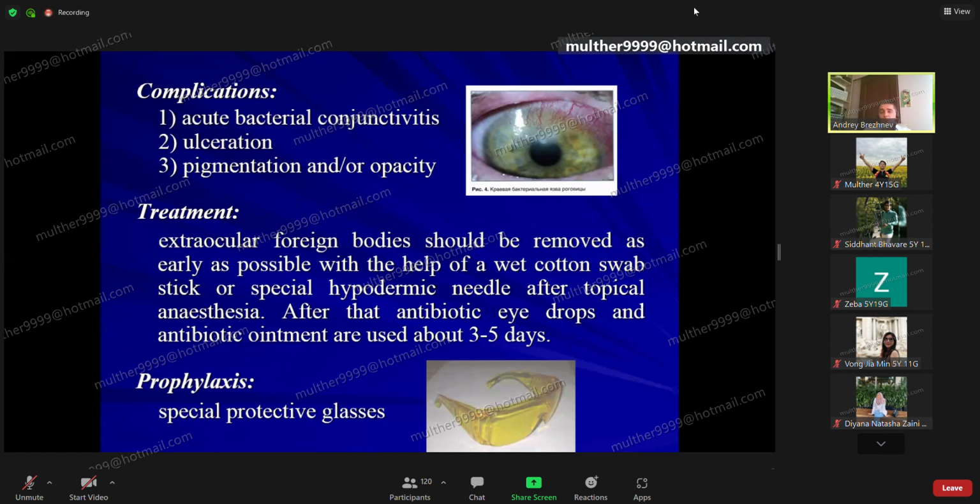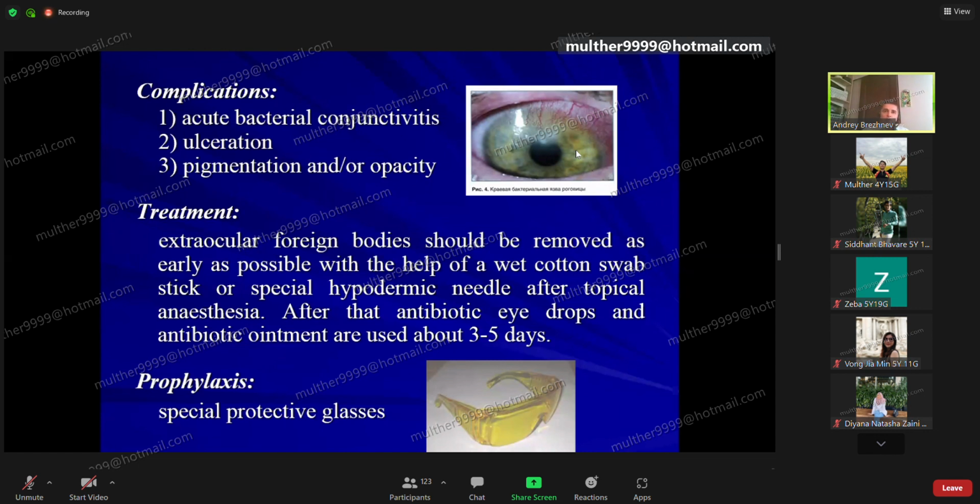If possible, we try to use not very acute types of instruments, sometimes even cotton wool. If it's a very good fixation of the foreign body, good connection with the tissues of the anterior segment of the eye, superficial structures, cornea and conjunctiva, we can use special needles.